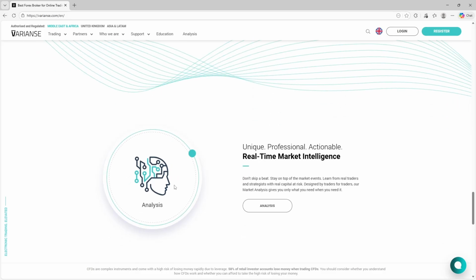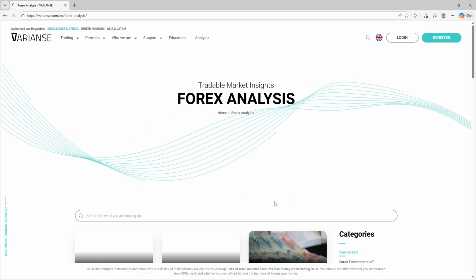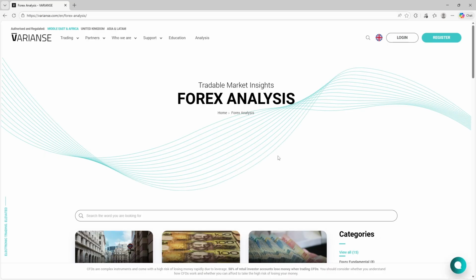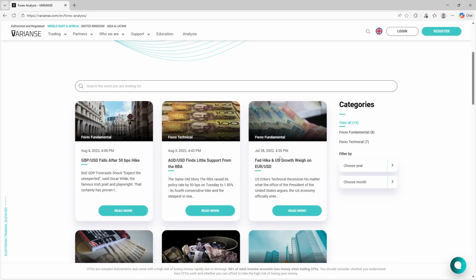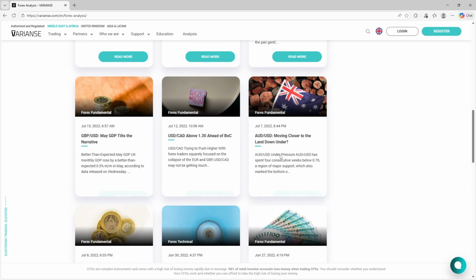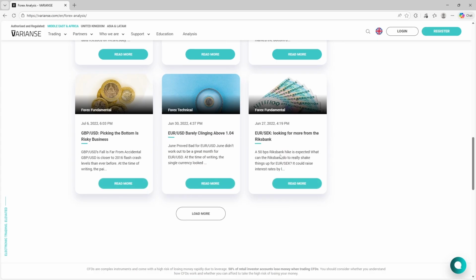Full market depth allows traders to see liquidity beyond the top of the book, while fixed API access on higher tiers enables direct connectivity for institutions, prop-style traders, and high-volume strategies. Educational and analytical resources at Varianse are designed to complement this execution-first approach.